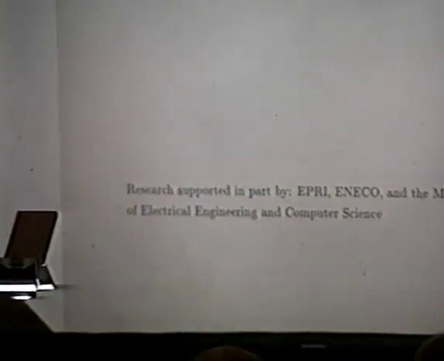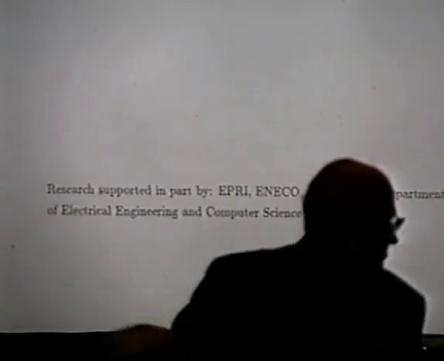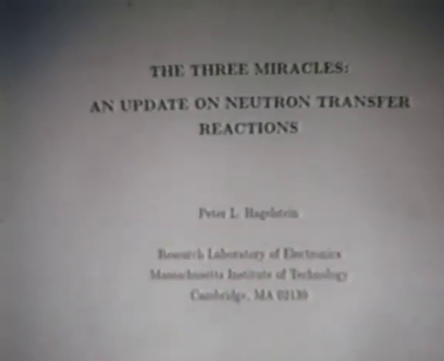Some time ago, Gene Mallove twisted my arm to write an article for his magazine. I called it A Plethora of Miracles, and I described 3 miracles. The title of this talk, the 3 miracles I'm talking about are the 3 miracles from the paper. But I've noticed that John Huizenga has 3 miracles. I'm completely sure they have nothing to do with my 3 miracles.